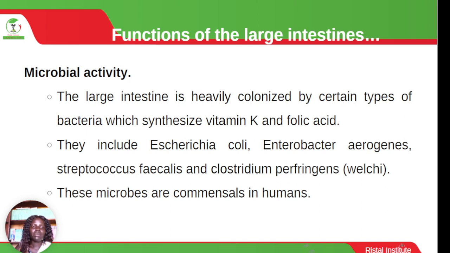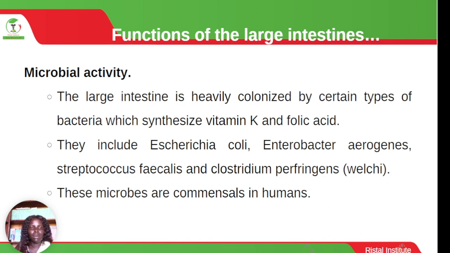Microbial activity. The large intestine is heavily colonized by certain types of bacteria which synthesize vitamin K and folic acid. They include Escherichia coli, Enterobacter aerogenes, Streptococcus faecalis, and Clostridium perfringens, or what we can call Welchii. These microbes are commensals in humans.